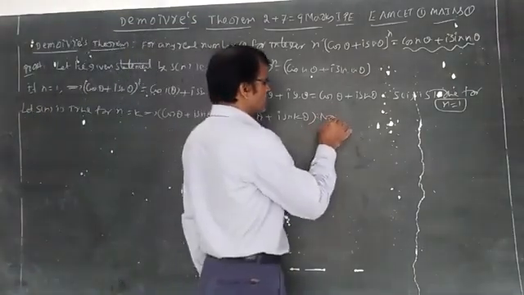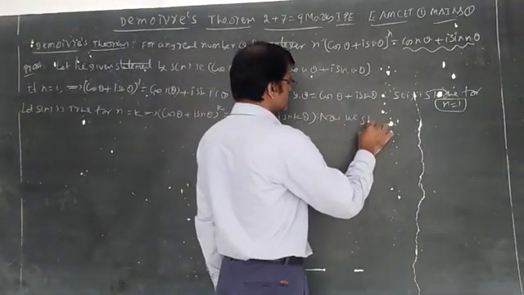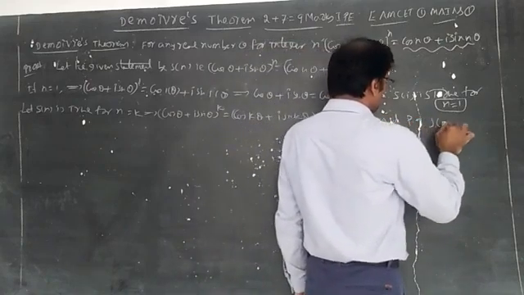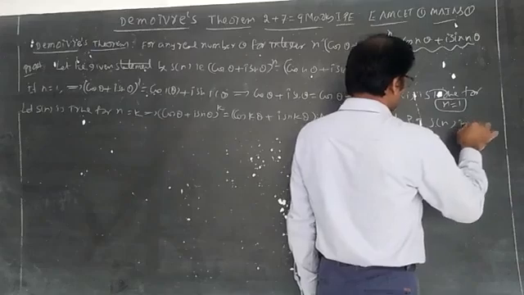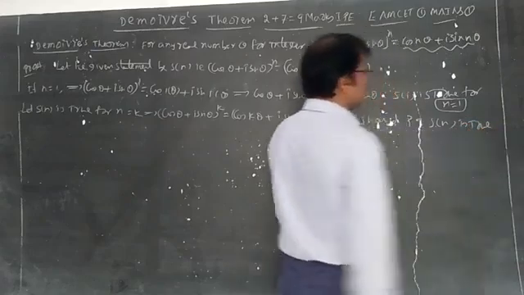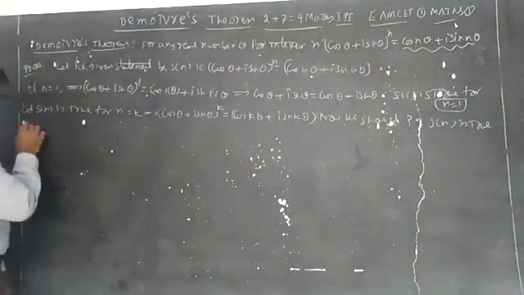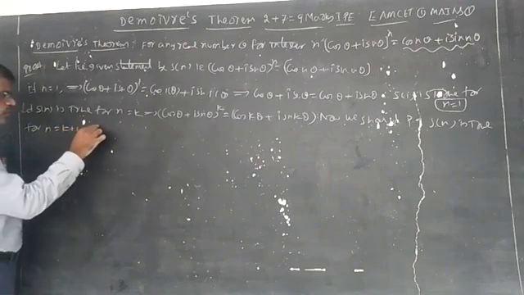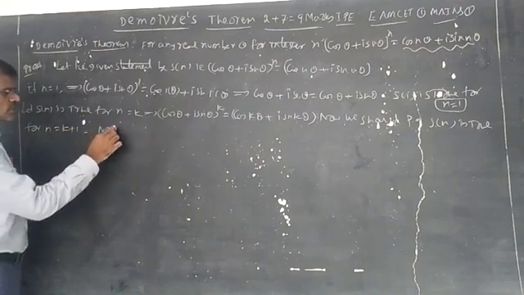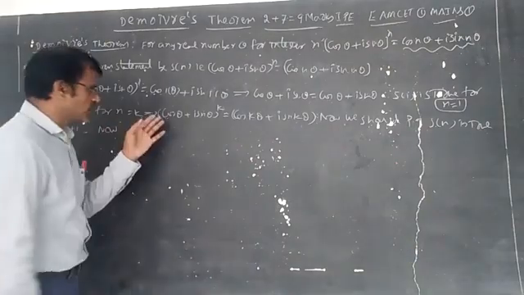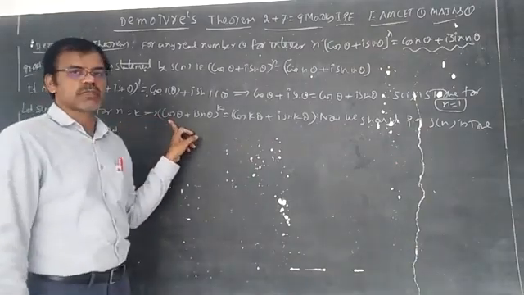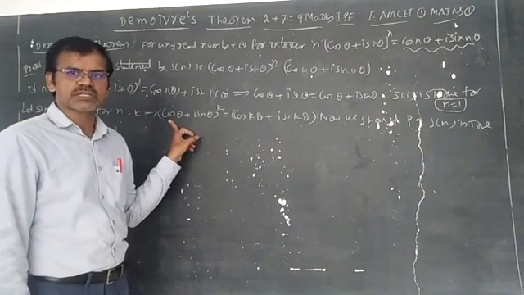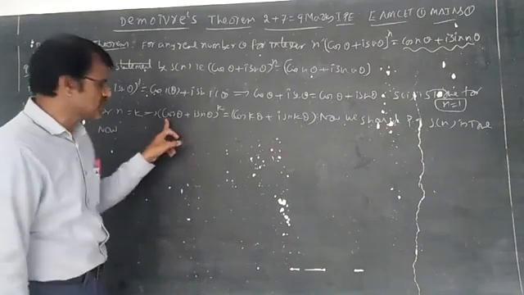Now we should prove that Sn is true for n equal to k plus 1. To prove that Sn is true for n equal to k plus 1, we need to prove that (cos theta plus i sin theta)^(k+1) is equal to cos of (k plus 1) theta plus i sin of (k plus 1) theta.